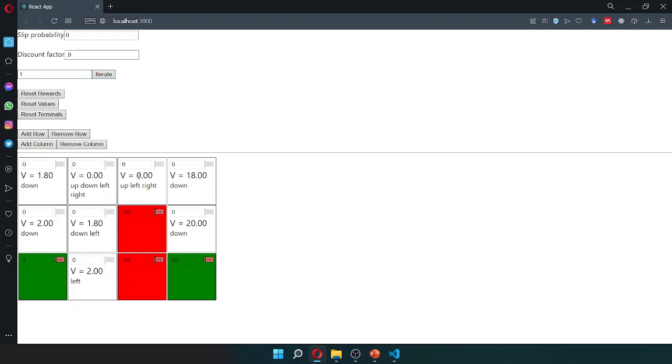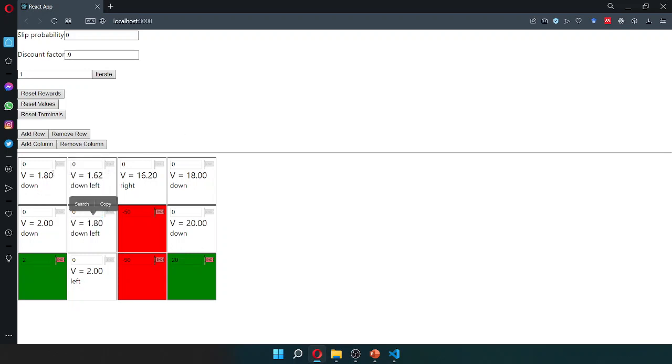I think this will be 1.8 times 0.9. This will be 1.8 times 0.9. So, okay. Yep, I was incorrect again. So it changed to 16.20. This is 1.62. The policy here changed to right, because the best action to do when you are in this state is to go right. However, this is still down, and this has changed to down or left.